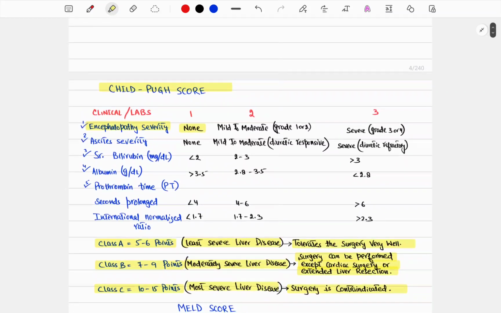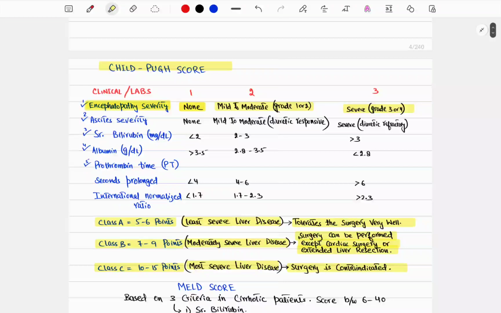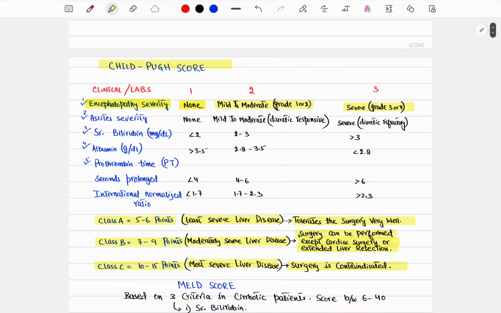Now we started with the encephalopathy, the severity of the encephalopathy. If there is none, it's 1. If it's mild to moderate, it's grade 2. If it's severe, it's grade 3, and it's given 3 points. Similarly, ascites severity: if there is no ascites, 1 is given. If there is mild to moderate ascites, 2 is given. And if there is severe ascites which is refractory to diuretic use, we give the 3 score.